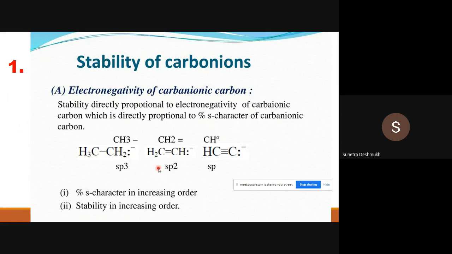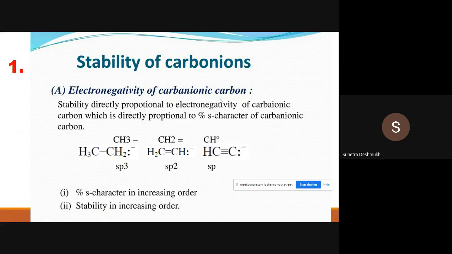So we have to look again at the hybridization of the carbon atom which holds the negative charge. Here an sp3 hybridized carbon atom holds the negative charge, here an sp2 hybridized carbon atom holds it, and here an sp hybridized carbon atom holds it. All these hybridizations define the stability of the carbanion. As the percentage of s character increases, the stability increases. In sp hybridization, the s character is 50% and the p character is 50%, and the stability increases as the s character increases.